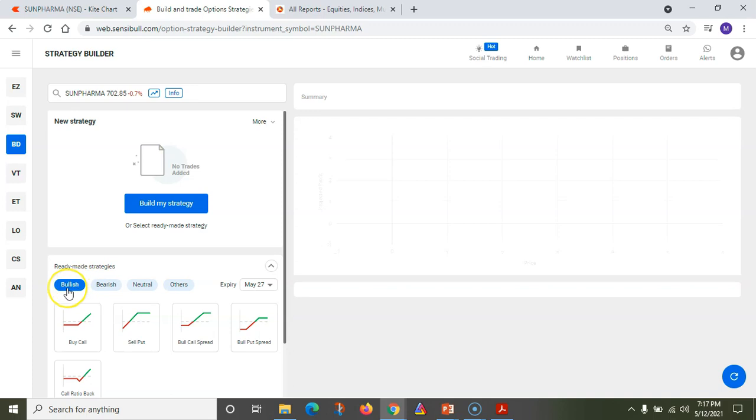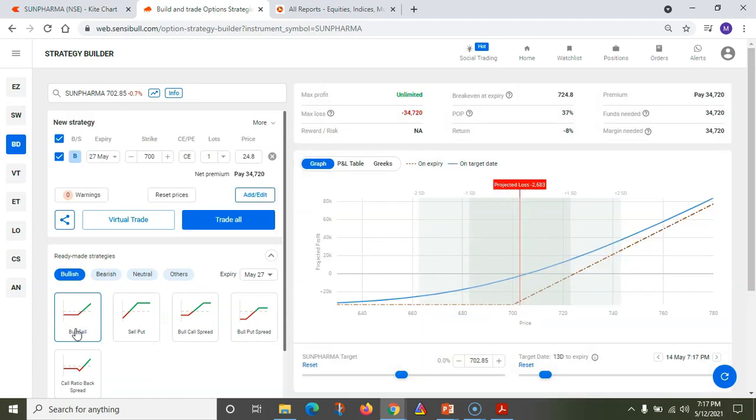Okay, so here you can see the ready-made strategies that are available. Bullish, bearish, neutral, all that. So we are bullish and we are going to buy a call option. You can see here, buying a call, by default it gives you one strike price. Let us take the same strike price, that is 700, and the current price is 702.85. This is just at the money.